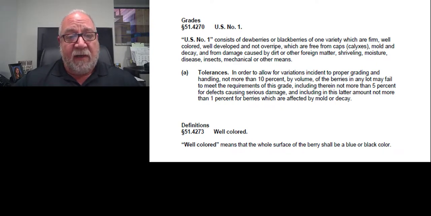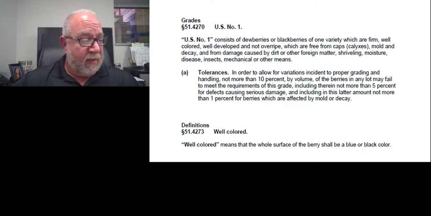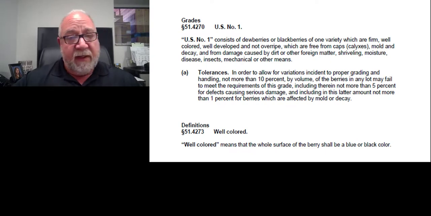And it says clearly that it consists of dewberries or blackberries of one variety which are firm, well-colored. This is the problem, the word well-colored, well-developed and not overripe. Nowhere in there does it tell you anything about these red drupelets, but everybody goes for the well-colored. The inspectors think that fruit with red regression is not a well-colored fruit. So that's where we get in trouble.